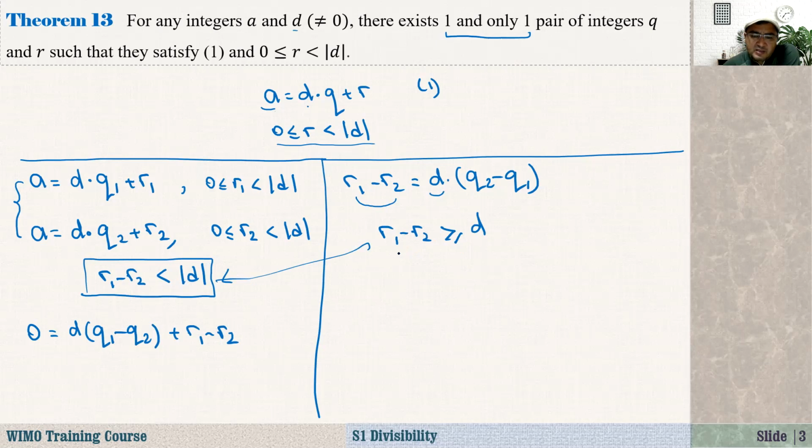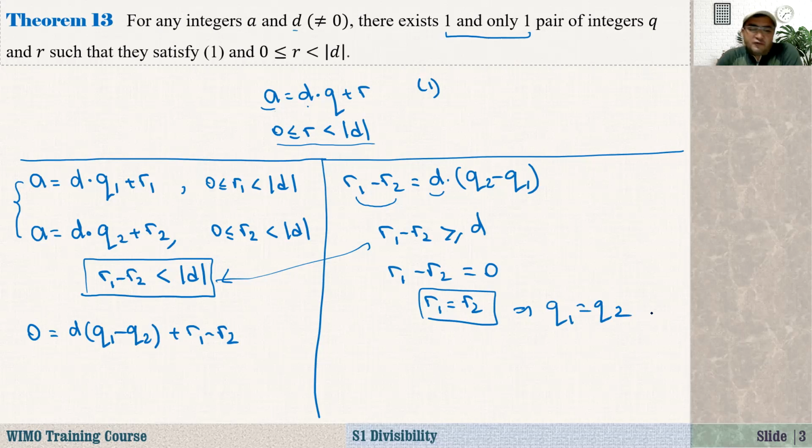Now we have just the opposite of this claim: r1 minus r2 is greater than or equal to d. We don't have any number that is less than 5 and greater than or equal to 5. We don't have such a number, right? So there's a contradiction. That means this cannot be greater than or equal to d, so the only way is that r1 minus r2 is equal to 0, which means that r1 is equal to r2. If r1 is equal to r2, this also implies that q1 is equal to q2.